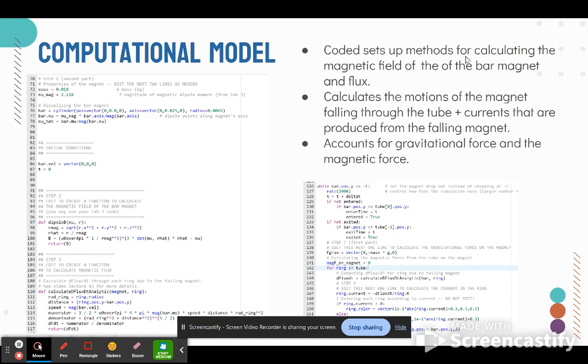The computational model uses Python and GlowScript to create a theoretical model of the magnetic field. So for the first part, I just inputted the data from the experimental model, and I also set up methods for calculating the magnetic field of the bar magnet and its flux. The next part calculates the motions of the magnet falling through the tube, as well as calculating the currents that are produced from the falling magnet. It also accounts for forces acting on the magnet, including gravitational force and the magnetic force.